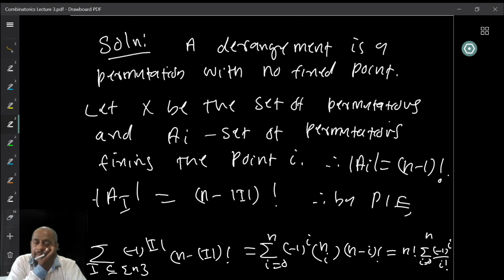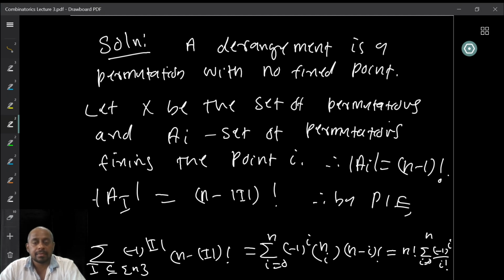Now, what is the cardinality of A_I, where I is a subset of the indices 1 to n? Well, if you decide to fix, let us say, t elements, then the remaining n minus t elements can be permuted. Those t elements cannot be changed. So therefore, it is (n minus cardinality of I) factorial. That many permutations are there. So by the principle of inclusion and exclusion, we get the summation over I subset of 1 to n of (minus 1) raised to the cardinality of I times (n minus cardinality of I) factorial.